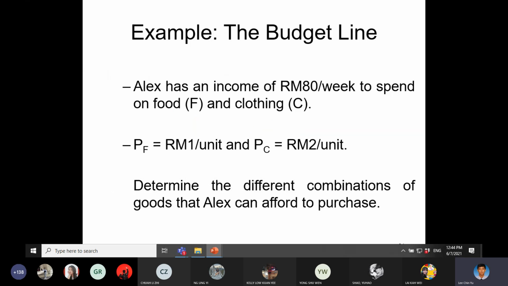Let's say we have an example. Alex has an income of 80 ringgit per week to spend on food and clothing. The price of food is 1 ringgit per unit. For clothing, it is 2 ringgit per unit. Determine the different combinations of goods that Alex can afford to purchase, based on the income of 80 ringgit per week.